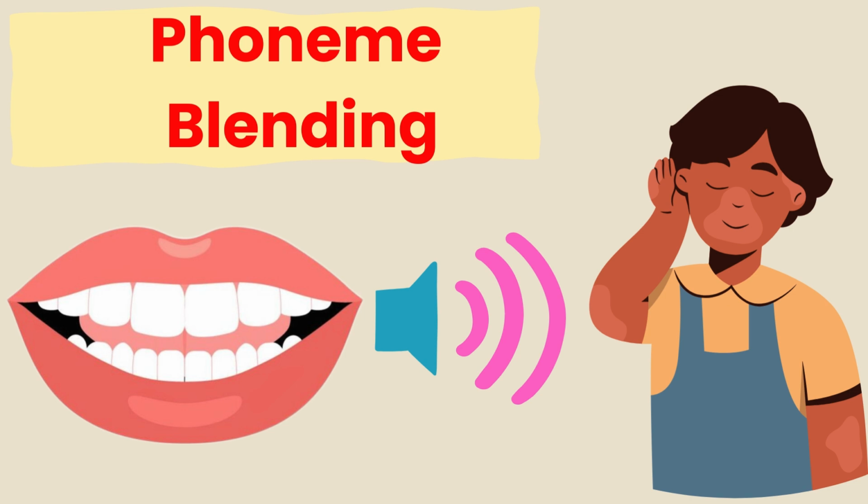Phoneme blending. I will say the phonemes of a word. You will say the phonemes of a word back to me. We will say the phonemes of a word together. Then we will say the word. Example, I say ch-et. You say ch-et. We say ch-et. What word? Chat.